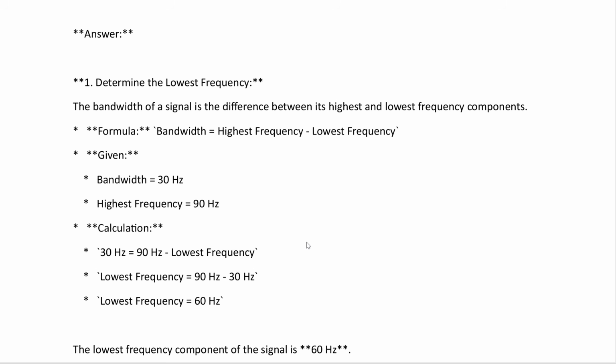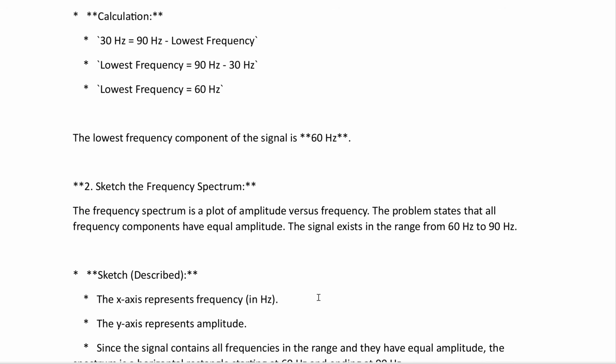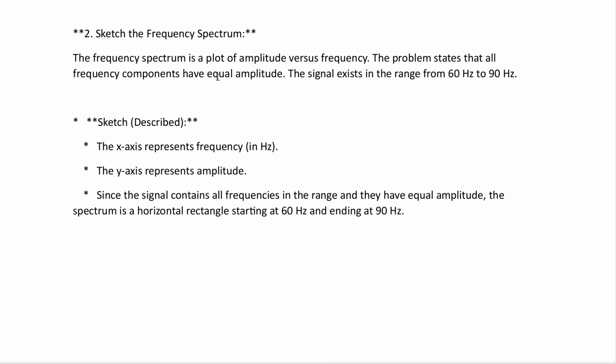So this is the first answer to the given problem. The lowest frequency component of the signal is 60 hertz, as we have now computed using the above formula. Second, we have to sketch the frequency spectrum. The frequency spectrum is a plot of amplitude versus frequency. The problem states that all the frequency components have equal amplitude. The signal exists in the range from 60 Hz to 90 Hz.